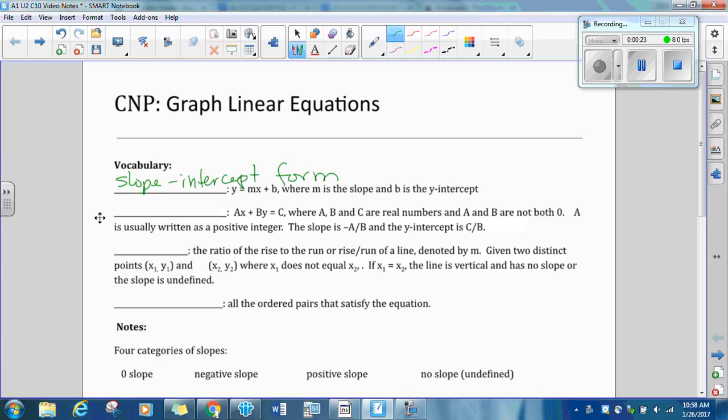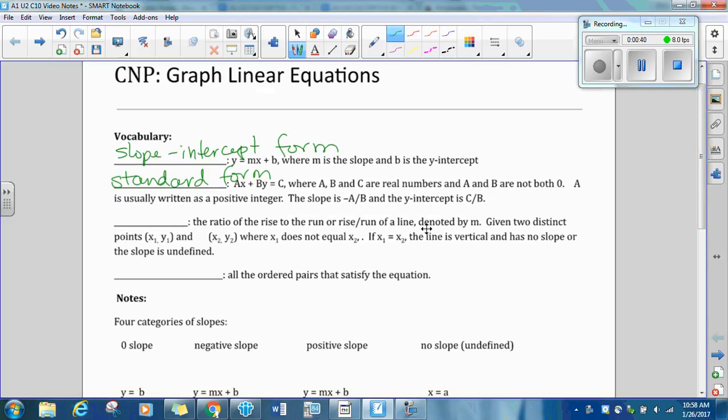Ax plus by equals c, where a, b, and c are real numbers, and a and b cannot both be 0, is called the standard form of an equation. The ratio of the rise to the run, which we set equal to m, is called the slope. All ordered pairs that satisfy the equation y equals mx plus b are called solutions.